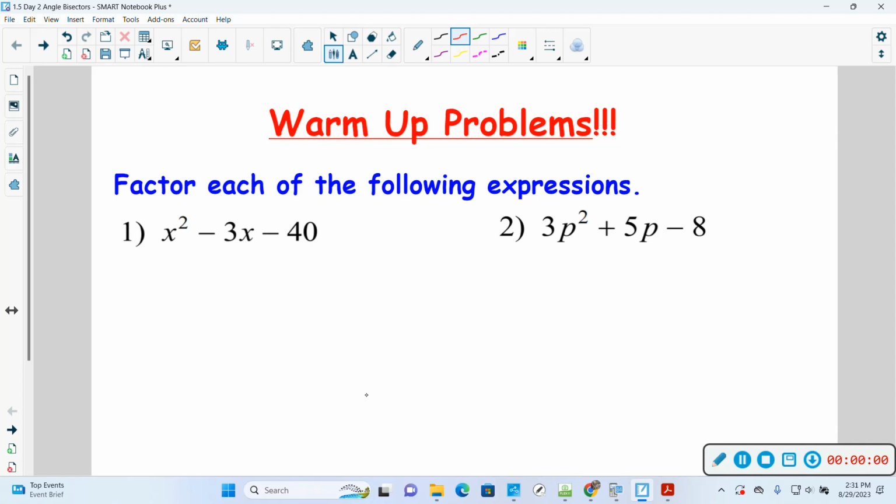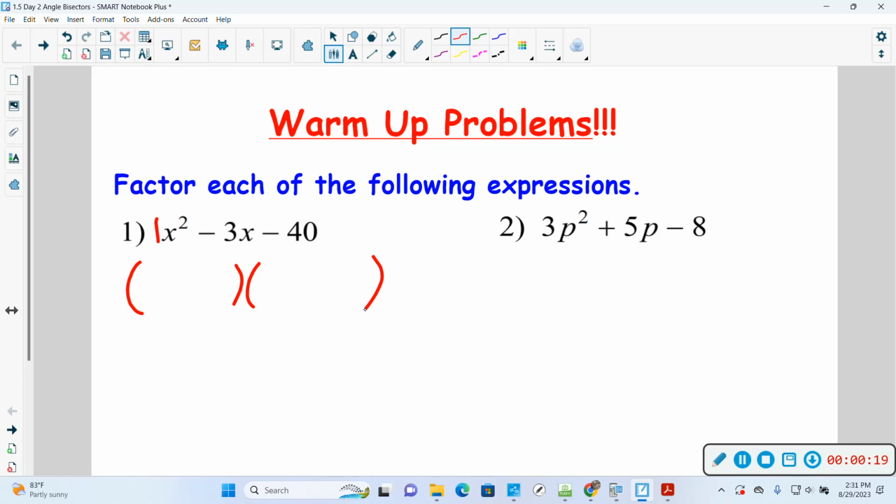We should always look for its greatest common factor. I'm just going to get technical. There's a 1 there. 1, 3, 40. Nothing goes into them. Trinomial, lead coefficient 1. So I'm playing that little number game. What multiplies to negative 40 and adds to negative 3?